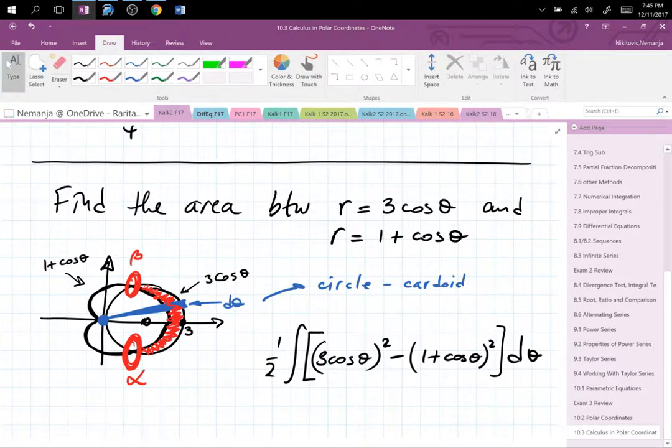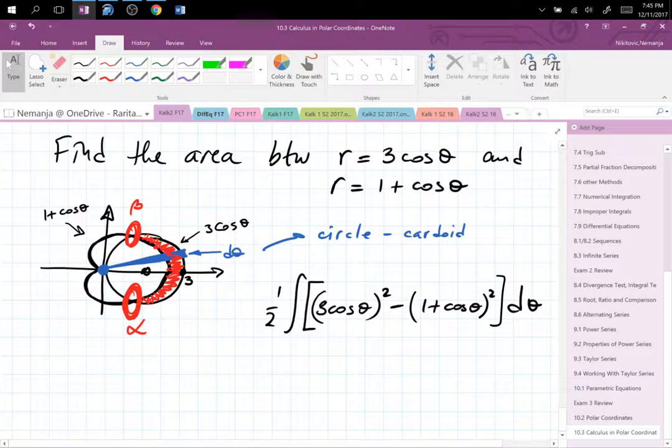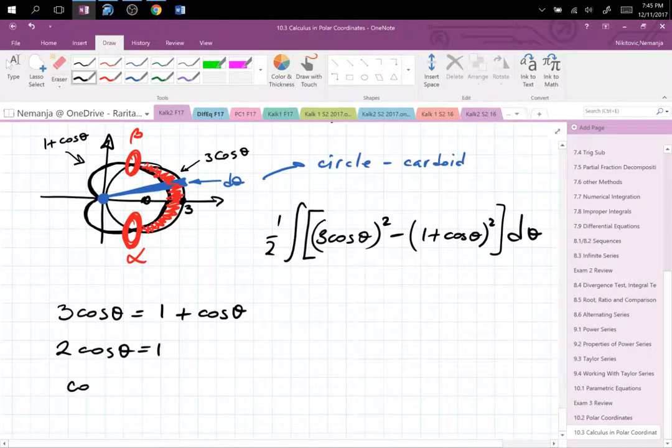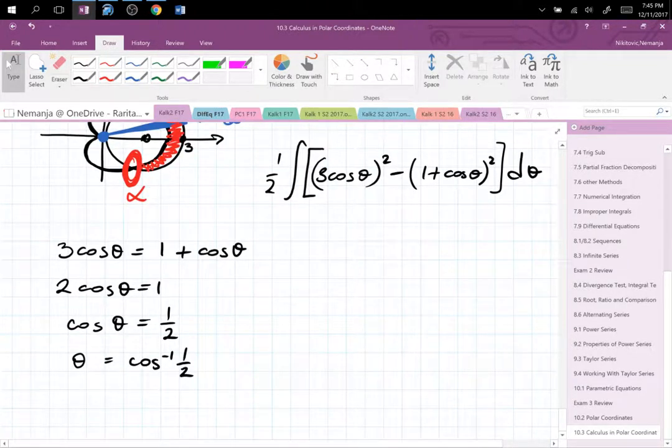Well, the way to get these is exactly the same as in your first lecture of this semester when you set two equations equal to each other, and now go ahead, have fun, solve trig equations. So we have 3 cosine theta equals 1 plus cosine theta. Cosine theta moves to the left, becomes 2 cosine theta equals 1. Cosine theta equals 1/2. Hit both sides with the inverse cosine, get inverse cosine of 1/2. And what's inverse cosine of 1/2?